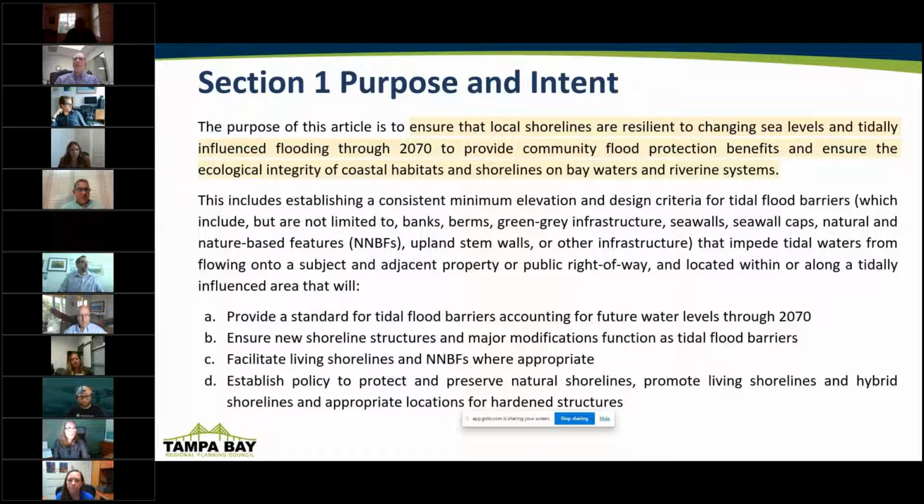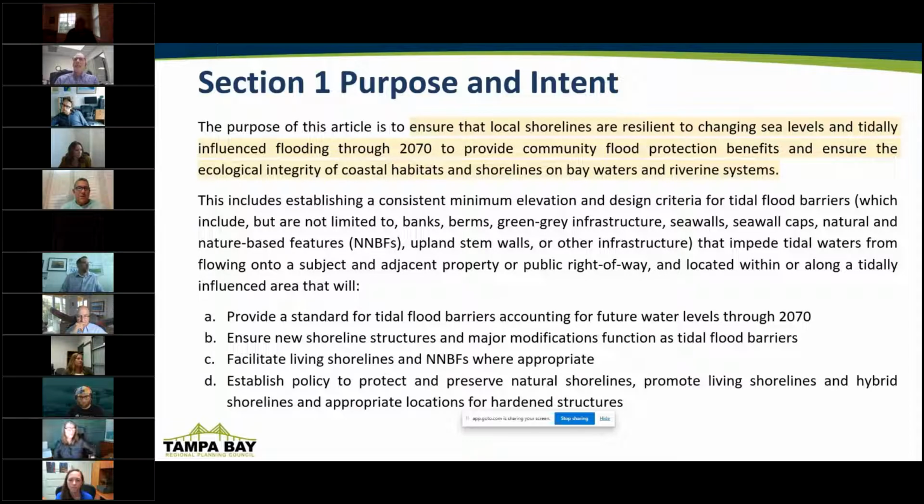But the intent of this is to help ensure that local shorelines are resilient to changing sea levels and tidally influenced flooding through 2070, to provide both community protection benefits and ensure the ecological integrity. So what you're reading here is the actual language in the ordinance. So we're really driving on, it's not just about protecting property, or it's not just about the natural thing, but you can do both with the right set of strategies.